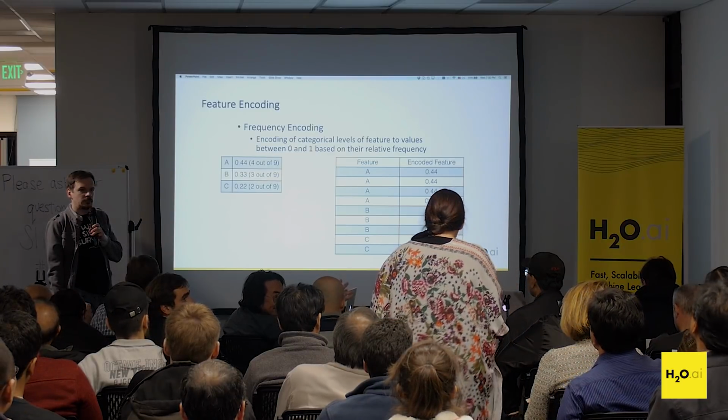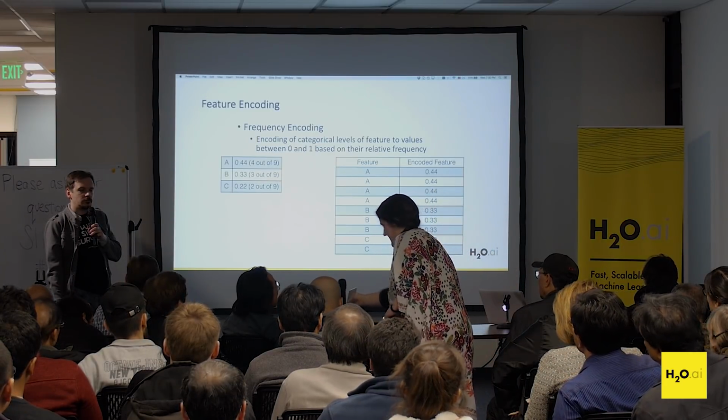All right, so I'm coming up here for you. How would you compare H2O's use of categorical variables, which you can learn directly from, compared to using feature encoding?